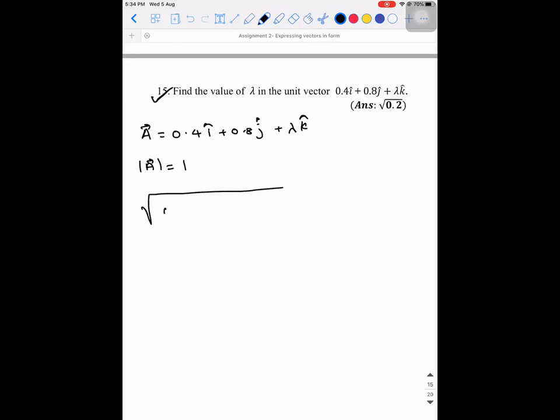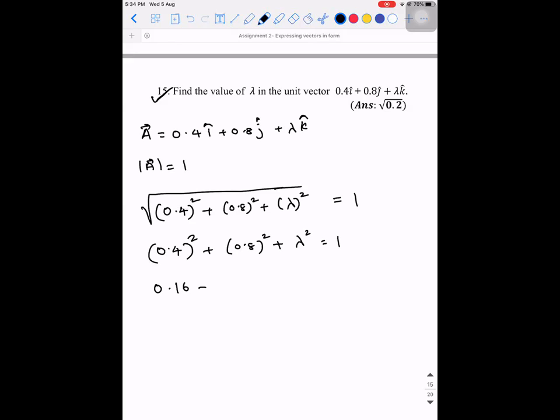So square root of 0.4 square plus 0.8 square plus lambda square is equal to 1. Right? So squaring on both the sides, 0.4 square plus 0.8 square plus lambda square is equal to 1. So 0.4 square is 0.16, 0.8 square is 0.64, plus lambda square is 1. So 0.16 plus 0.64 is 0.8, plus lambda square is 1.